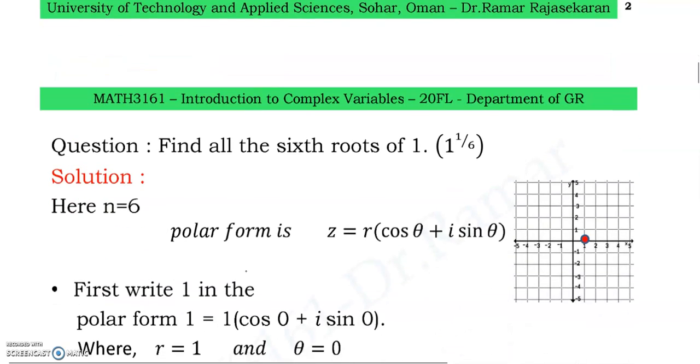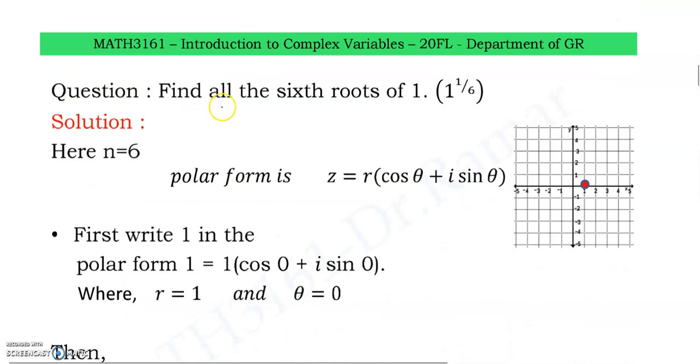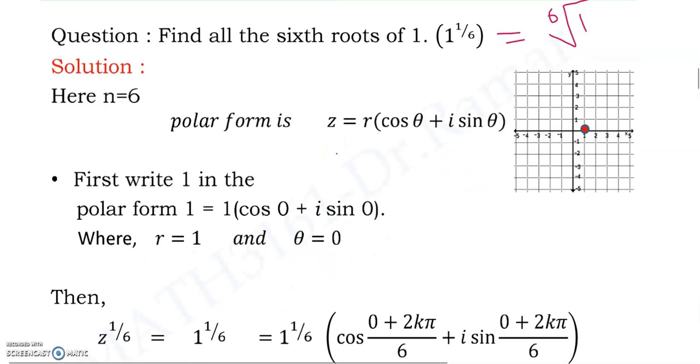Now see this question: find all the sixth roots of 1. That is 1 to the power 1 over 6, or you can write the sixth root of 1, both are the same. To find the sixth root of 1, first write the value of n. The value of n is 6, so n equals 6.